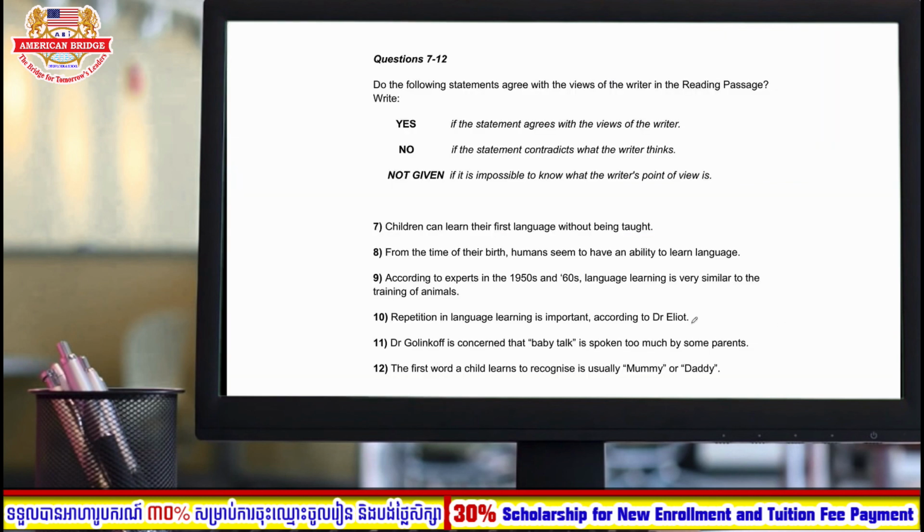So when you are able to decide the first one, whether it is yes, no, or not given, then you need to repeat for the second one, which is try to find the important information, read to understand. So this type of exercise will take a lot of time for you to do, because you need to read to understand, not read to find specific information. Because again, all these statements will not directly appear in the reading passage. The writer may use synonyms or paraphrase the information.